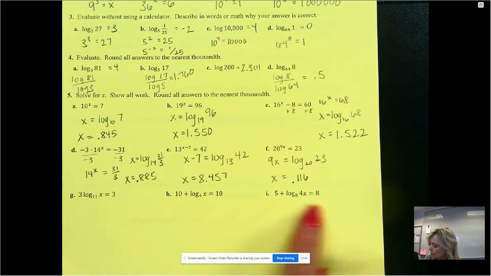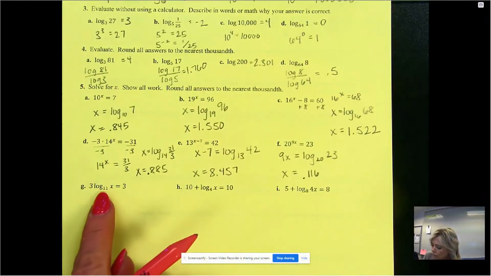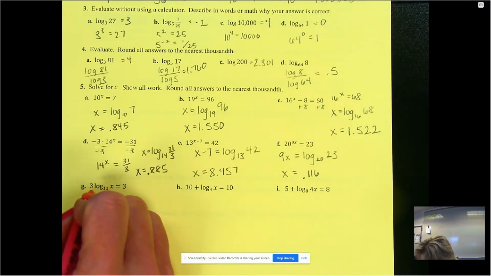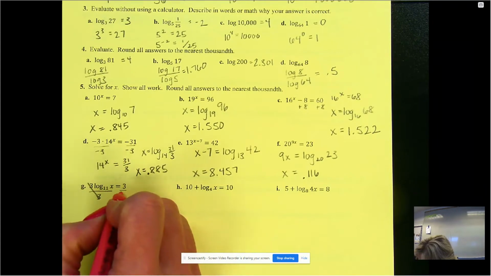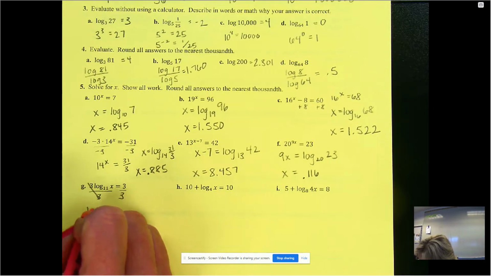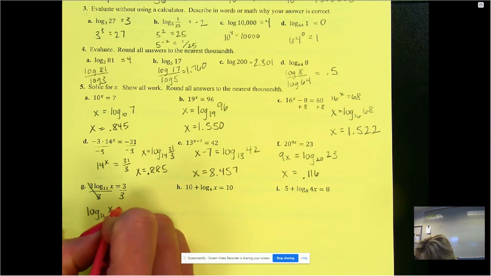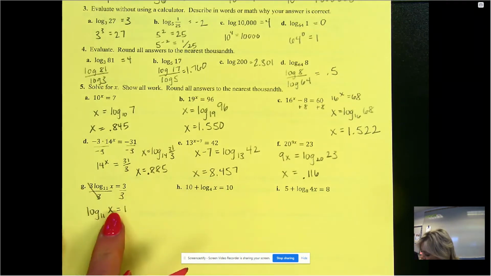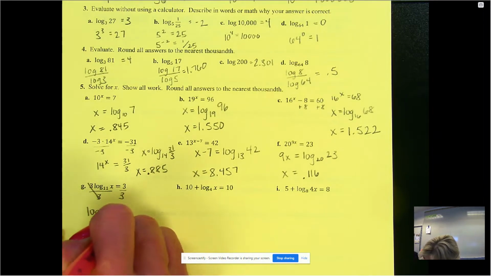Okay, the bottom three are all log equations, but in a similar way, you're going to get the log part of it by itself. So the first step on G is to divide by the 3 right there. So you get the log base 11 of x is equal to 1. So this means that x is equal to 11 to the first, which is 11.